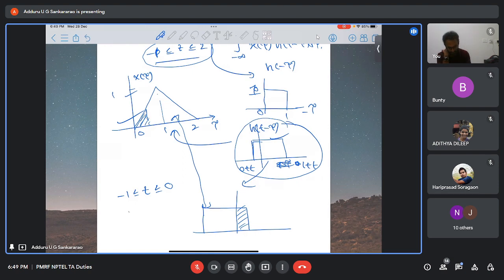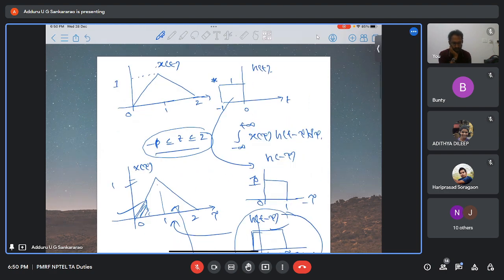Similarly, 0 less than or equal to t less than or equal to 1, and again 1 less than or equal to t less than or equal to 2. In different intervals, you will get different equations. Okay, this is in time domain. Typically, we will do it in LTI systems. Or else, you can do it in Laplace.